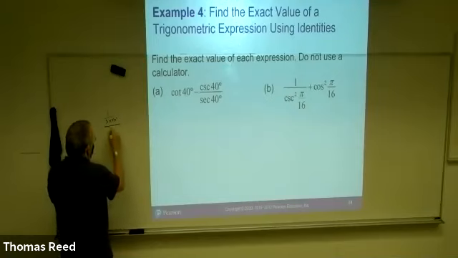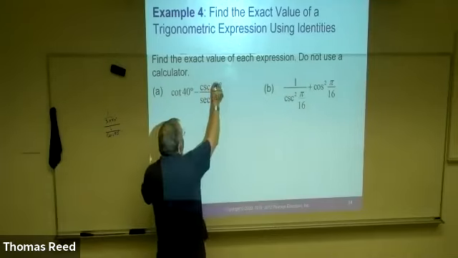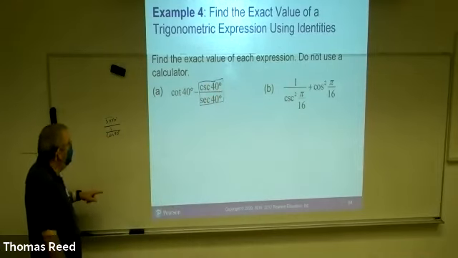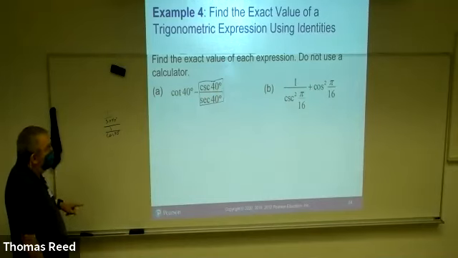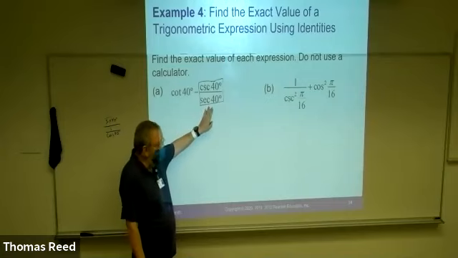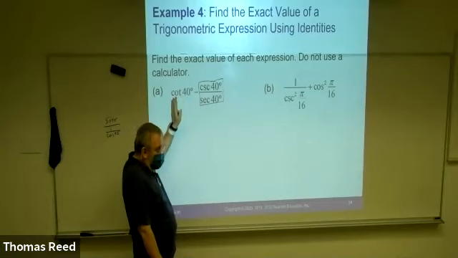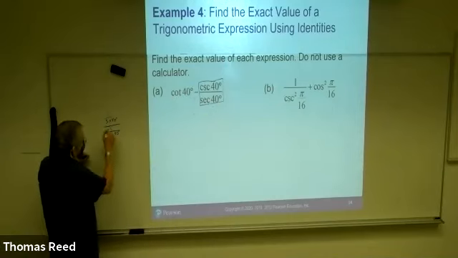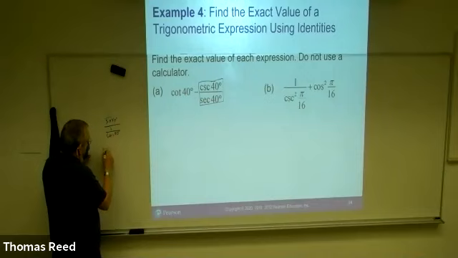And secant is 1 over cosine. So I'm just looking at this part of the expression, this fraction here. I'm going to change that fraction to a single trig function, so I'll have a single trig function minus a single trig function. When I'm dividing, I can change this to multiplying by the reciprocal of the denominator.